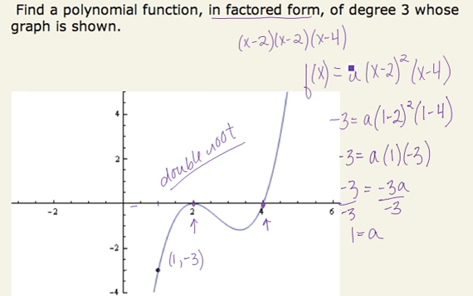Well, if a equals 1, I would substitute that back up in here, leaving me with a final answer that f of x equals x minus 2 quantity squared, I don't need to write that 1, times x minus 4. And that is my final answer.